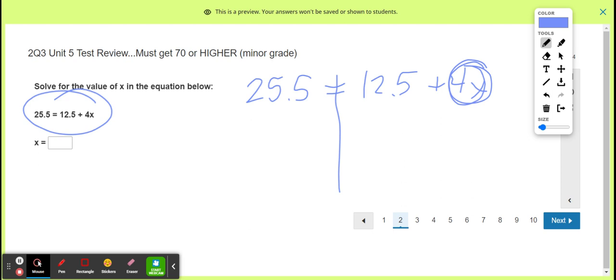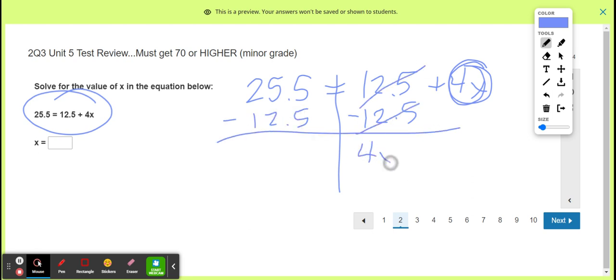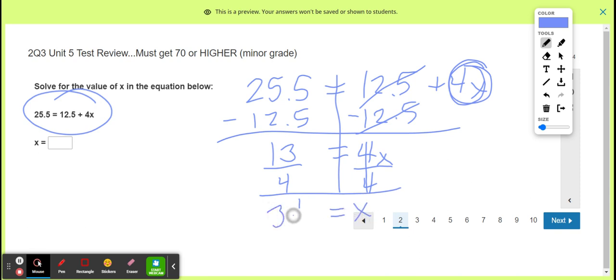Now we're going to start on the side with the variable. The variable is on the right, so we're going to start with the inverse of having positive 12.5 or adding 12.5. So we're going to subtract 12.5 from both sides, and we have the variable term by itself on the right side, and then we are left with 13 on the left. 4 is multiplying x, so we're going to inverse and divide both sides by 4. So now we have x is equal to 3 and 1/4. 3 and 1/4 simplifies to 3.25.